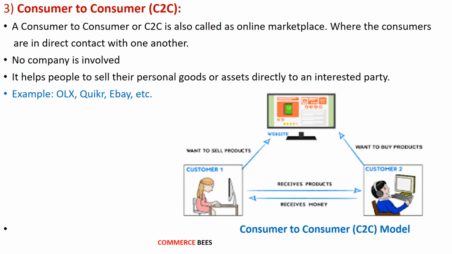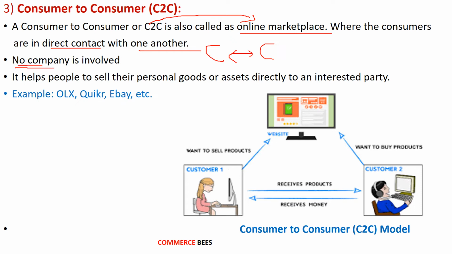The third is consumer to consumer, which we shortly call the C2C model. Consumer to consumer or C2C is also called an online marketplace. So the C2C model is also called an online marketplace, where the consumers are in direct contact with one another. Here two consumers are in direct contact with one another. No company is involved. In the C2C model, no company is involved.